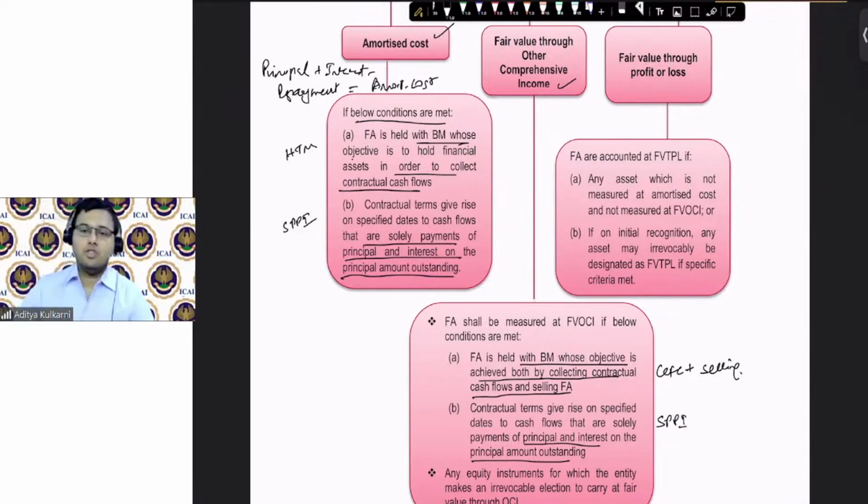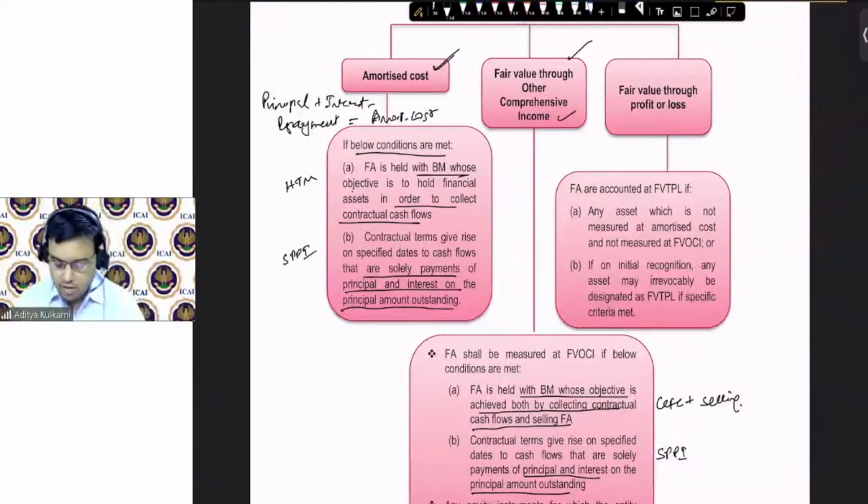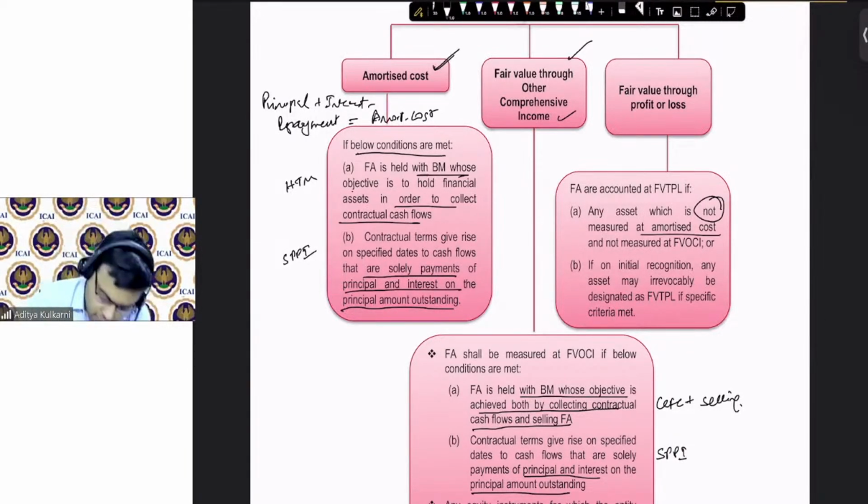Okay, fine. So now coming to the last one, FVTPL. What is not amortized cost, what is not FVTOCI will go and sit under FVTPL. That is how they have defined it. Any asset which is not measured at amortized cost, not measured at FVTOCI will be accounted at FVTPL, fair value through profit or loss. Is it okay? Did you follow?